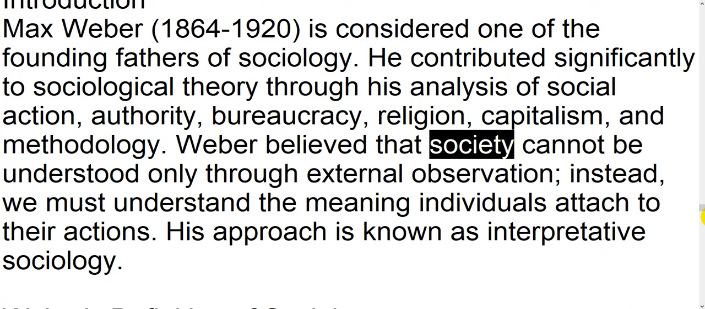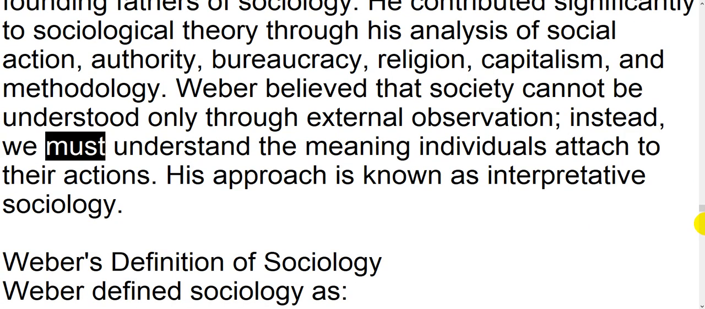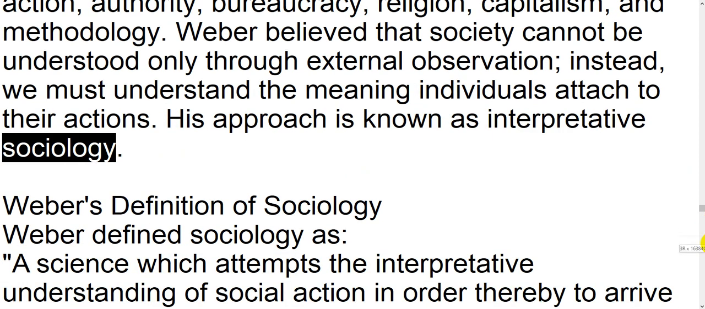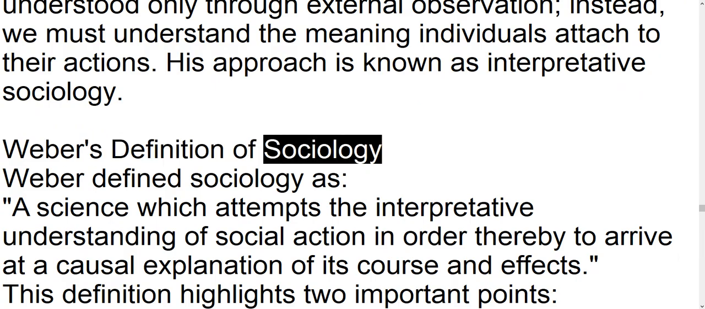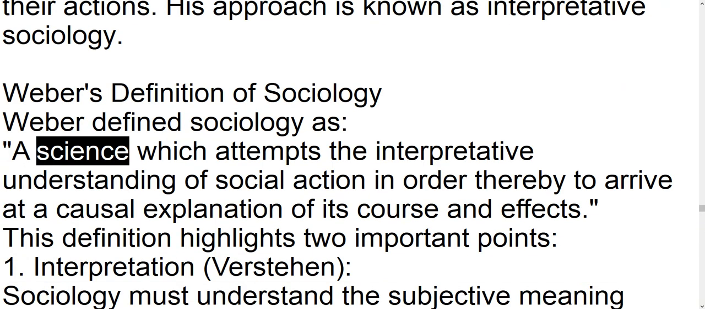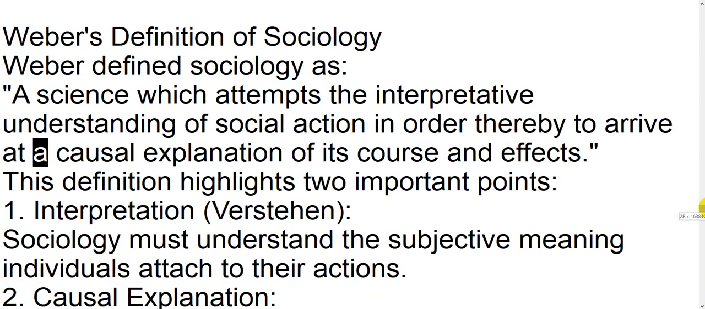Weber believed that society cannot be understood only through external observation. Instead, we must understand the meaning individuals attach to their actions. His approach is known as interpretative sociology. Weber's definition of sociology. Weber defines sociology as a science which attempts the interpretative understanding of social action in order thereby to arrive at a causal explanation of its course and effects.